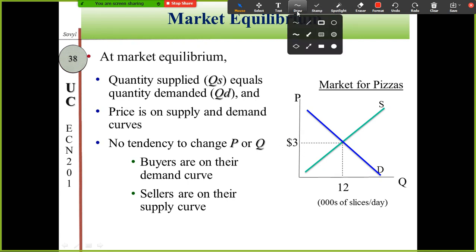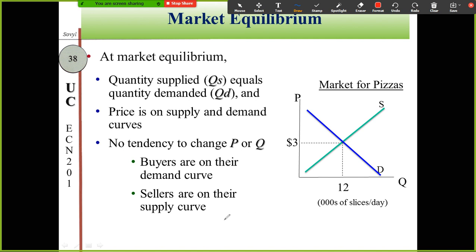Okay. So in short, when the market reaches equilibrium, you can find quantity supply equal to quantity demand equal to equilibrium quantity, and you can find the price received by the seller equal to the price paid by the demander, and equal to the equilibrium price.